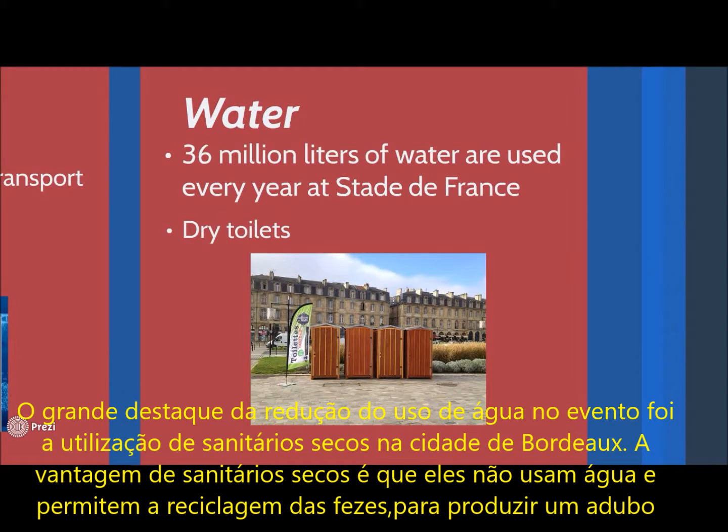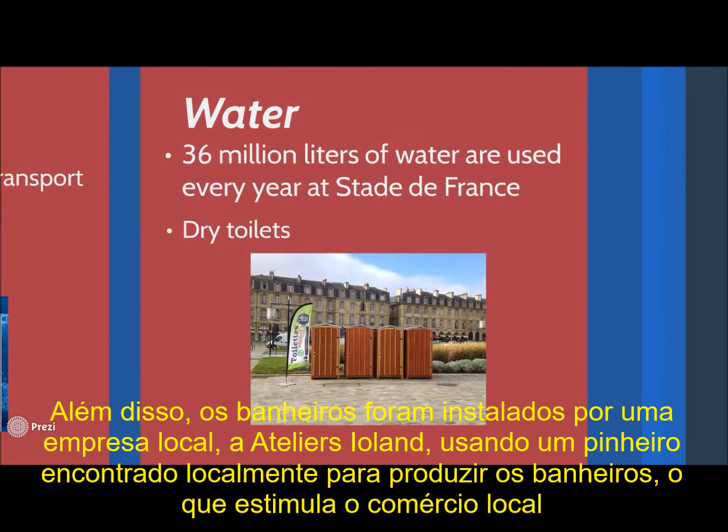The main highlight of the reduction of water in the event was the use of dry toilets in the city of Bordeaux. The advantage of dry toilets is that they don't use water and allow for recycling to produce fertilizers. In addition, the toilets were installed by a local company, L'Atelier, using locally found pine to produce the bathrooms. That stimulated the local commerce.